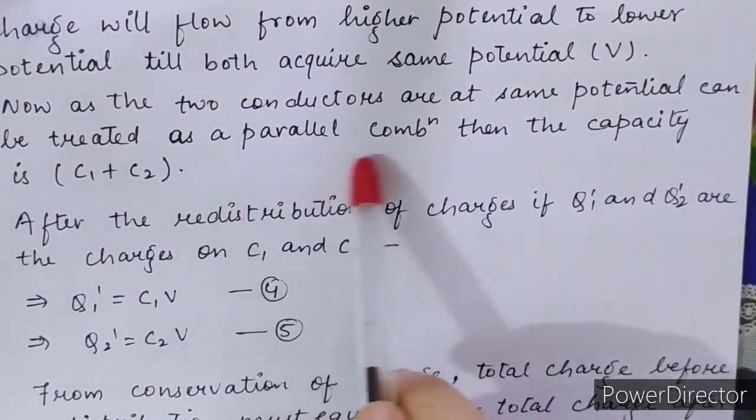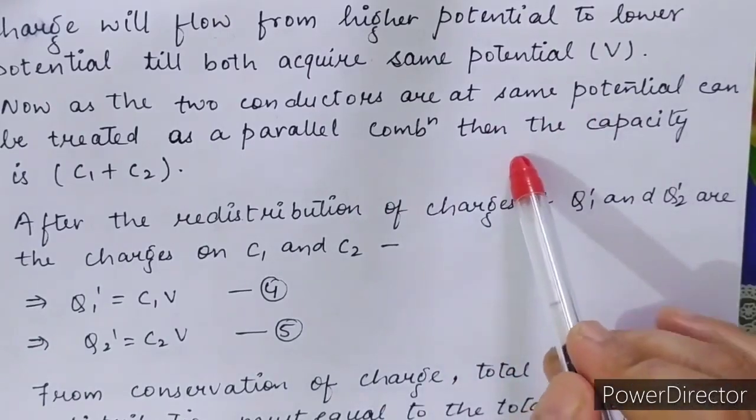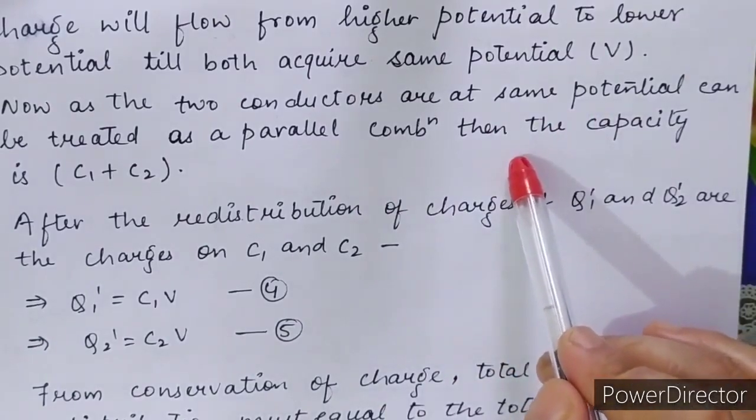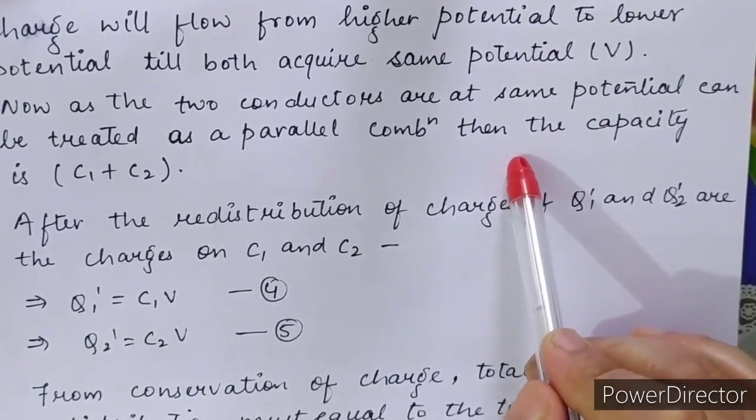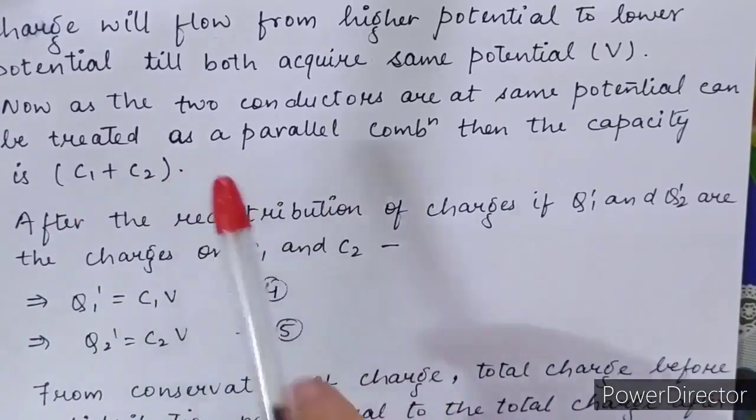And if we have a parallel combination, then what is the formula of parallel capacitance for the equivalent capacitance? What was that? C1 plus C2. Then the capacity is C1 plus C2.